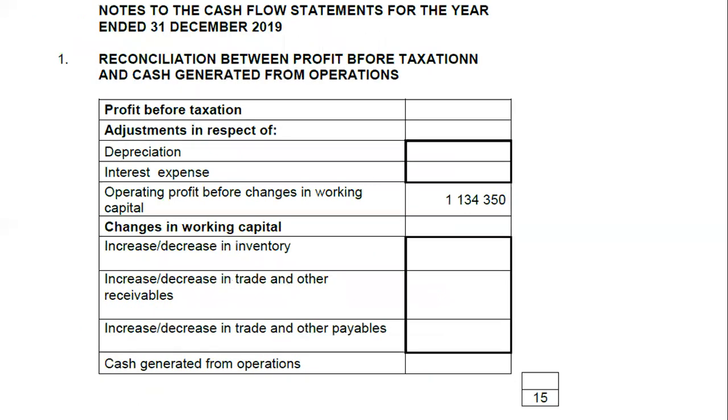Let's get to it. First of all, I'm going to put in the depreciation value. I did show you where it was simply given to us, and it was given to us as an extract from the statement of comprehensive income. We also have interest, which comes from our loan statement I just showed you now. When you add these two, it will simply give you adjustments in respect of. To work out what your profit before taxation was, you will simply take 1,134,350 minus 107,350, and it will give you a profit before taxation, which is 1,027,000. Just need to add one more zero to that.